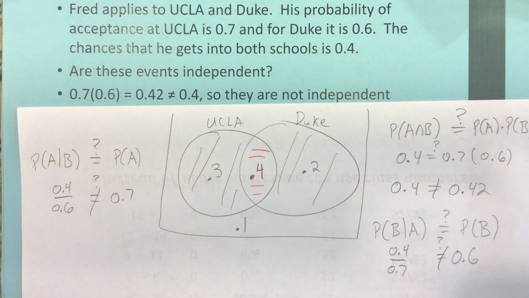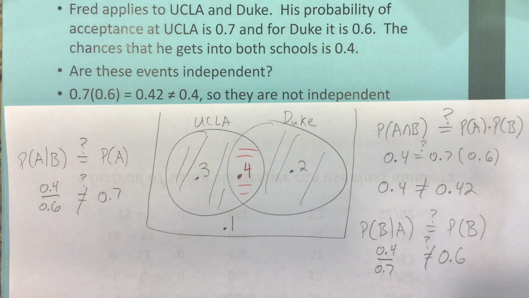So those are the 3 ways to test for independence. Now, do you have to do all 3? No, right? If you fail one, you will fail all 3. If you pass one, you will pass all 3. So you really only have to do one. But as always, it's a good idea, if you have the information, to check it more than one way, because that's how you can catch a mistake.